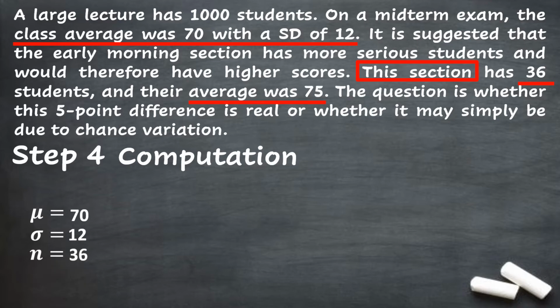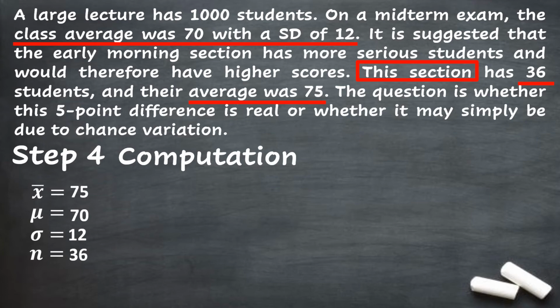And their average was 75. So 75 is the average, and this 75 is in the sentence for the sample. So meaning to say, 75 is the sample mean.